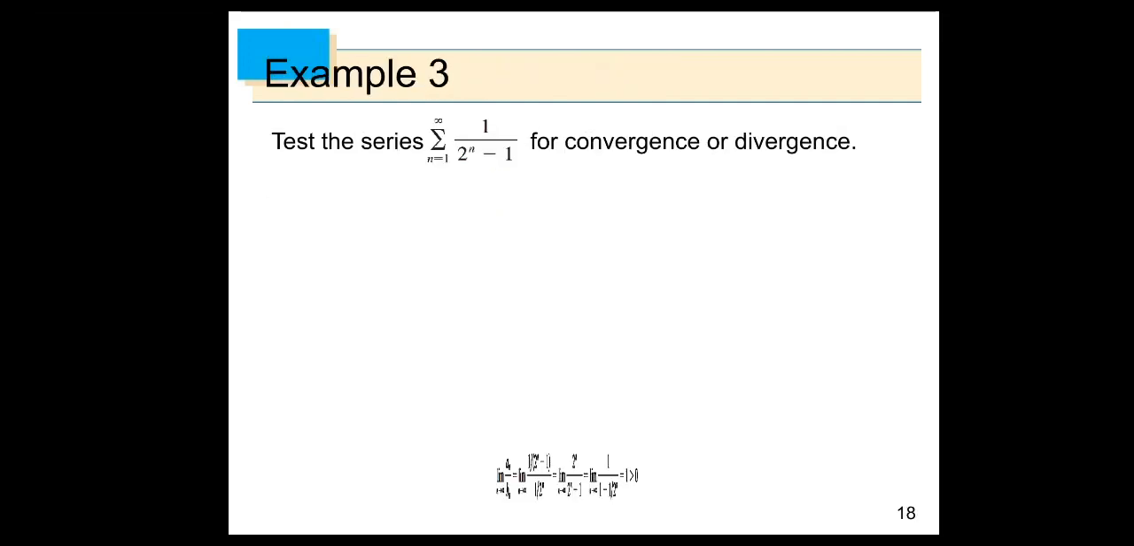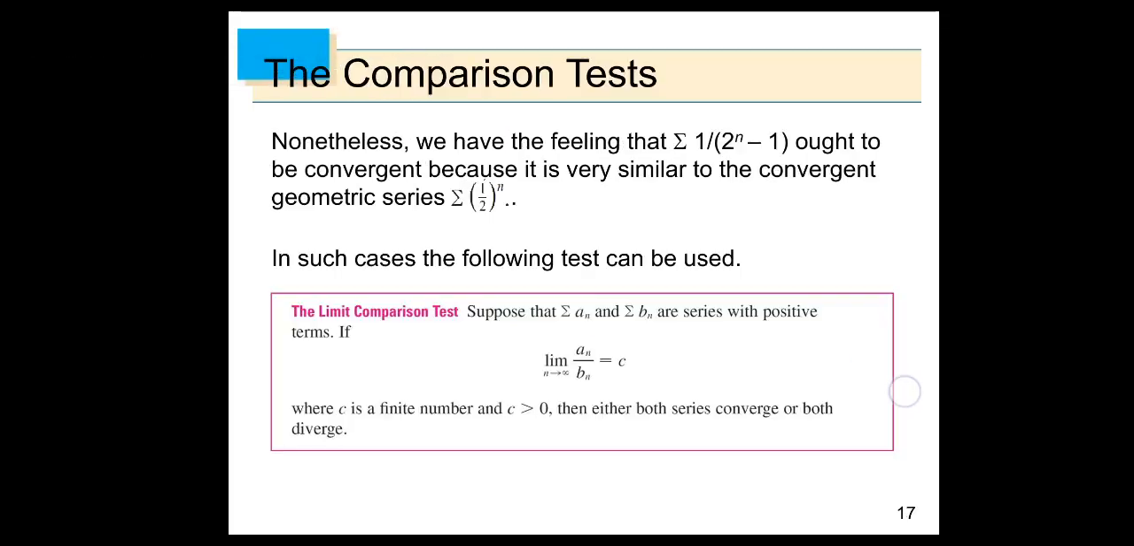Okay, let's see this example number 3. It says test the series sigma 1 by 2 power n minus 1, n equals 0 going towards infinity, and you have to see whether there's convergence or divergence in the series. Okay, first of all, please try to do it yourself, then let's see what the answer is. Okay guys, so coming up with the solution.